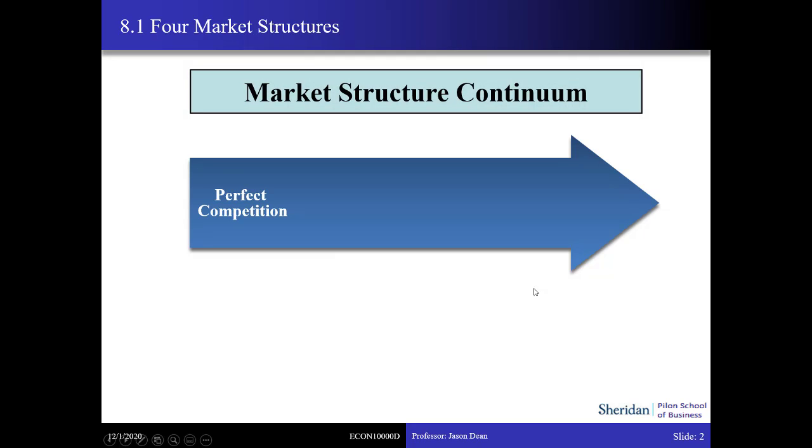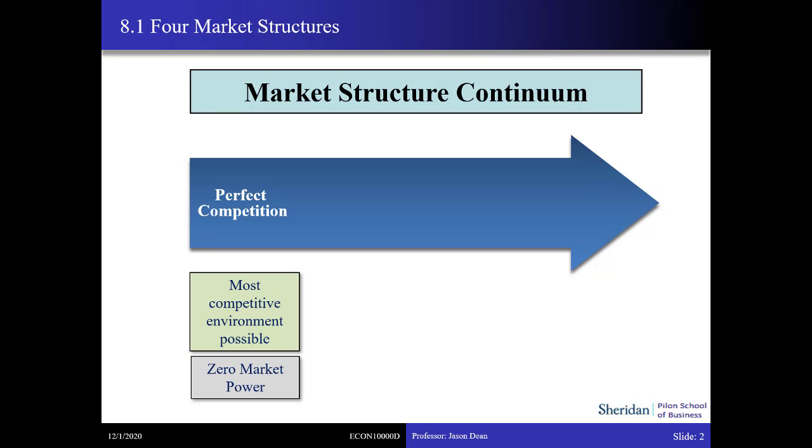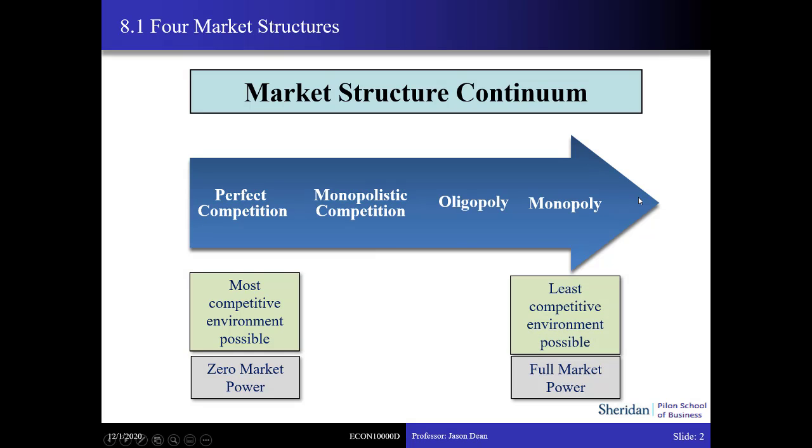We already talked about perfect competition on the left. If you remember, that was the most competitive environment possible. Each firm had zero market power. And we talked about a monopoly on the far right, which is the other extreme, the least competitive environment, and is one market structure where there's full market power.